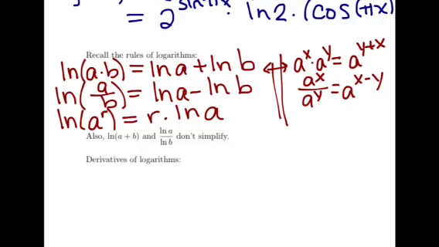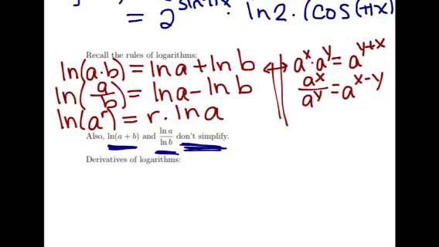The big thing to also keep in mind is that you cannot do anything with ln of a plus b, and you cannot do anything with ln of a divided by ln of b. These things do not simplify. So make sure you don't attempt to simplify those things. You have to leave them exactly as they are.